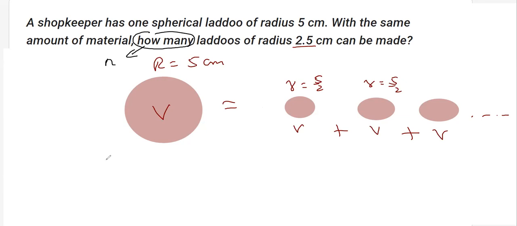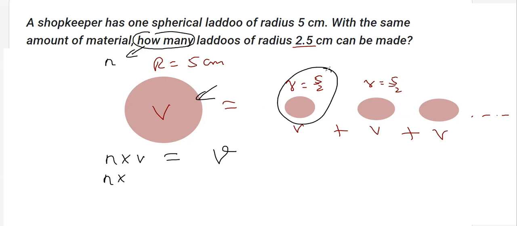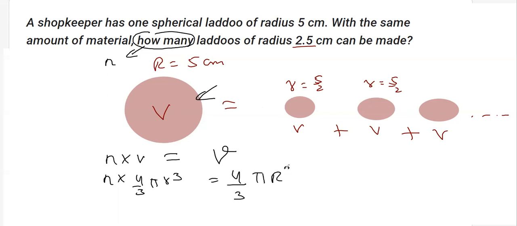So we can say that n multiplied by the volume of a small laddoo will be equal to the volume of the large laddoo, one big laddoo. Here n is the number of laddoos, and v is the volume of one small laddoo, which we replace with the formula 4 over 3 pi small r cube. And for capital V, indicating the volume of that big laddoo, I can replace it with the formula 4 by 3 pi capital R cube.